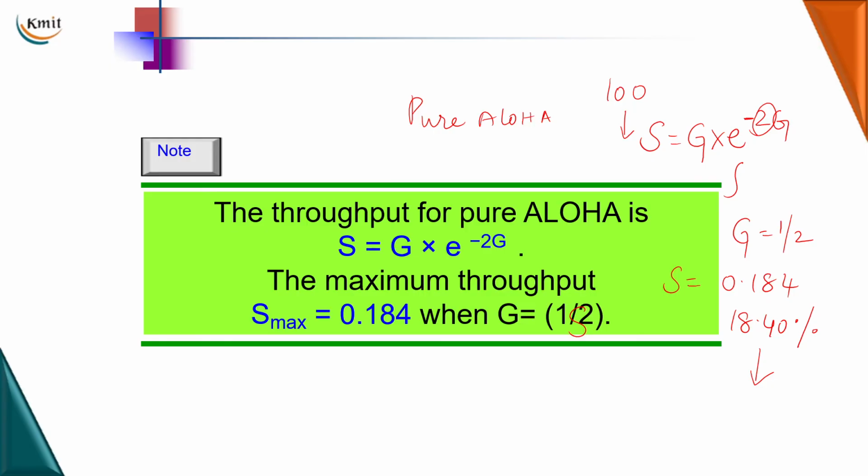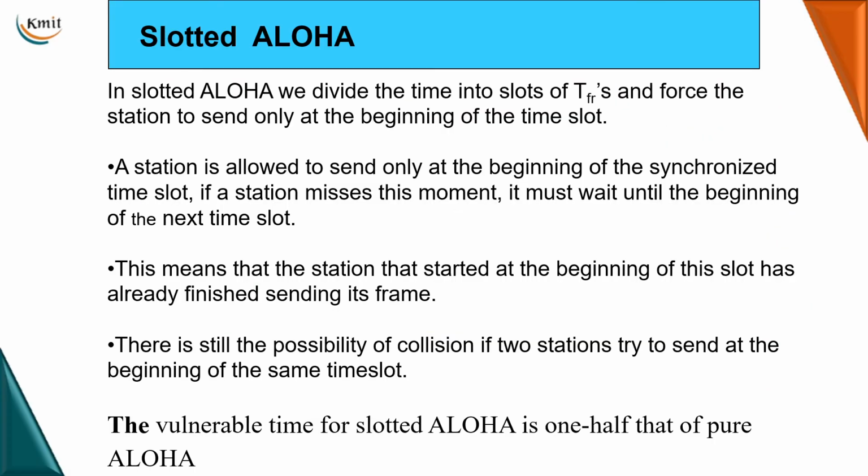What is the second improvement over pure Aloha? It is slotted Aloha. The principle of slotted Aloha is very simple. As the name specifies, the available transmission time is divided into slots. The station will transmit only at the beginning of its synchronized time slot. If your time is given as 12 o'clock, you have to transmit sharp at 12 o'clock. After 1 millisecond also, if you transmit, you are not allowed to do so. This is how we avoid collisions.